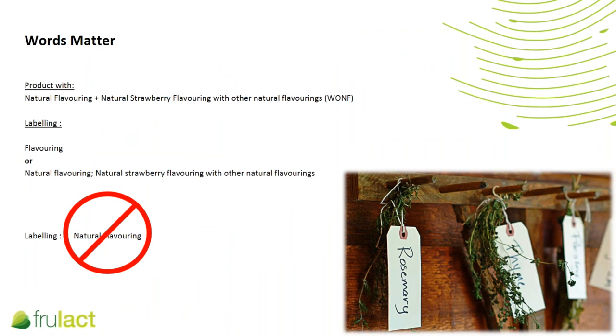Words do matter. And when we have a product and we use natural flavoring and natural strawberry flavoring with other natural flavorings, for instance, WONF is another way of saying it, with other natural flavorings, we can label in one of these two ways: flavoring, or if we want to use the term natural, we need to use the correct one. So we would say natural flavoring and natural strawberry flavoring with other natural flavorings. We cannot use only natural flavoring for both of the flavors.